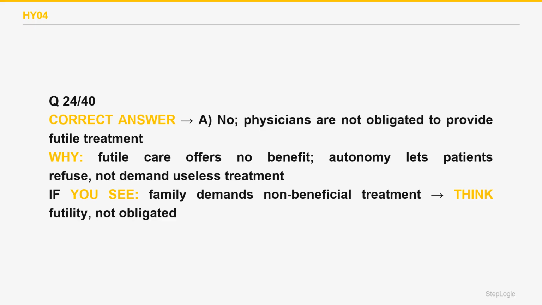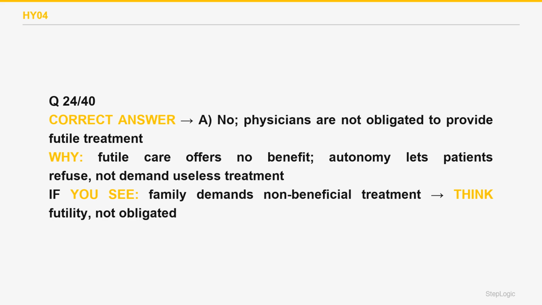The family's wishes are not binding when the requested treatment is futile. Surrogates cannot compel non-beneficial care. Choice B, wrong. Autonomy grants the right to decline treatment, not a right to demand any intervention regardless of benefit. Choice C, wrong. Physicians are not obligated to provide futile treatment.